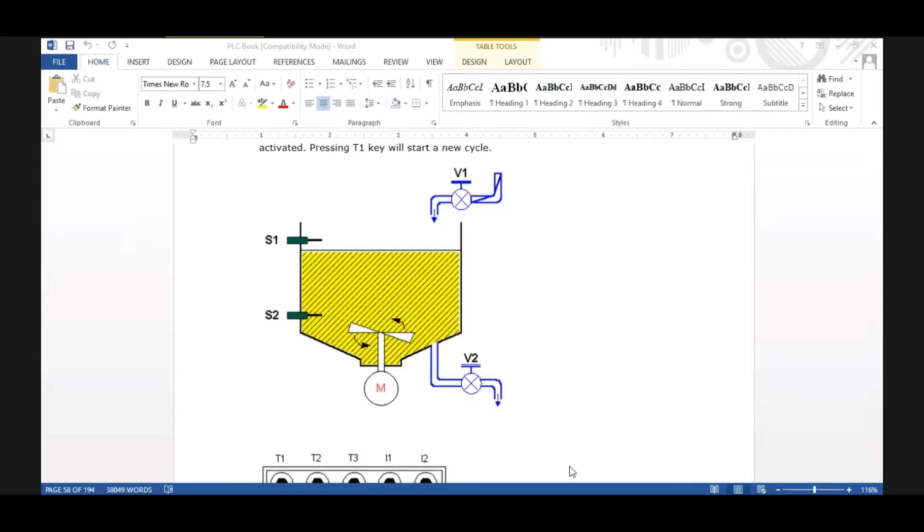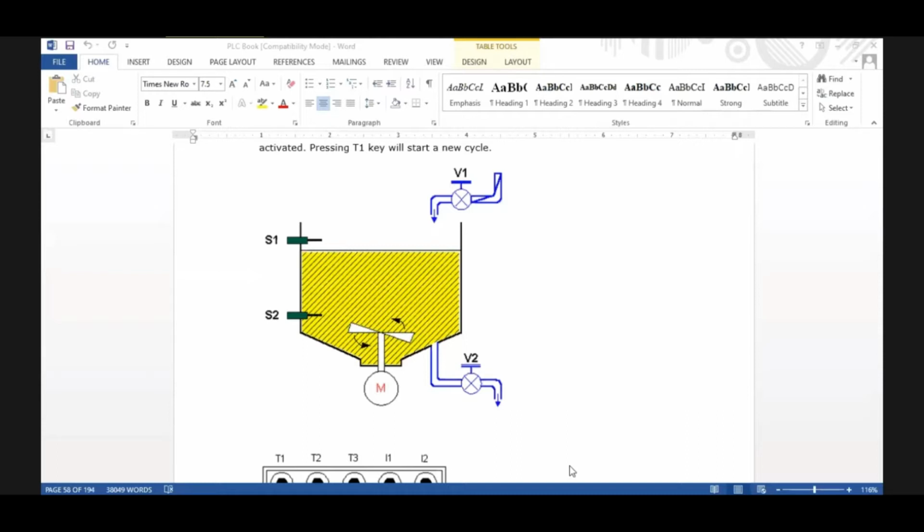V1, V2, and M are our outputs, and start, stop, S1 and S2 are our inputs. So I'm going to give the start switch the address 0.00. Please make notes and write this down, so that when we start the programming, we can refer to it. I'm writing it down on the board, but we just want to focus on the diagram.